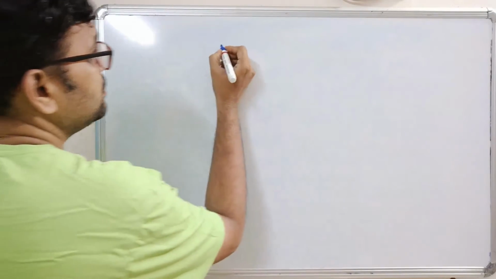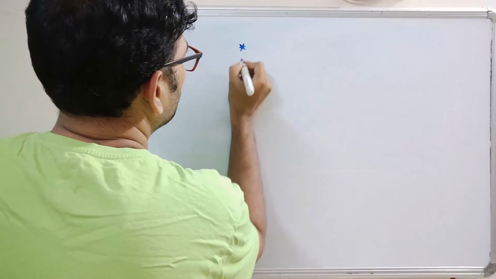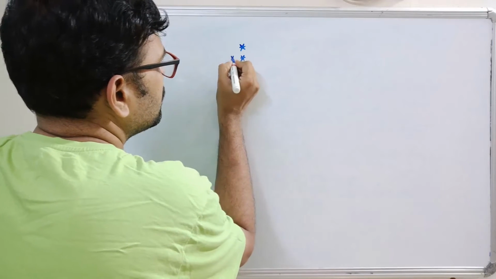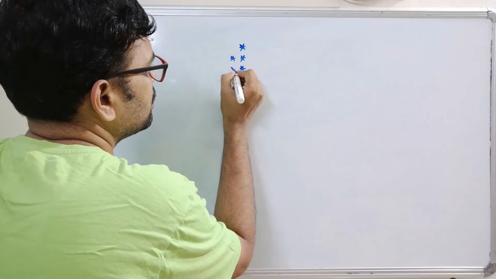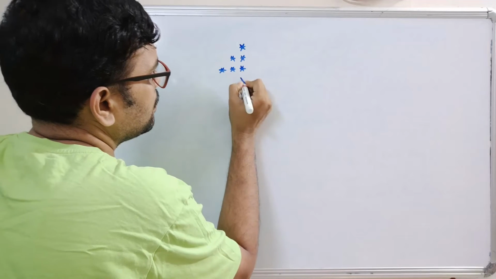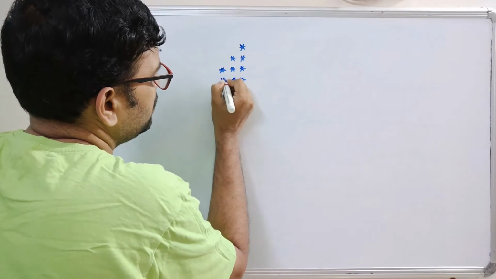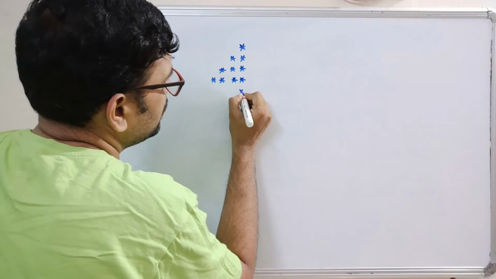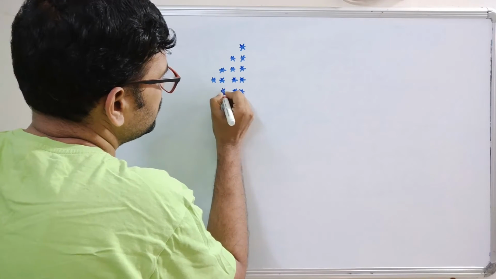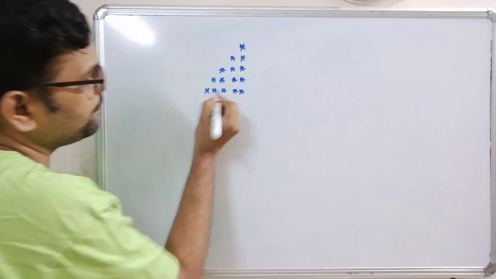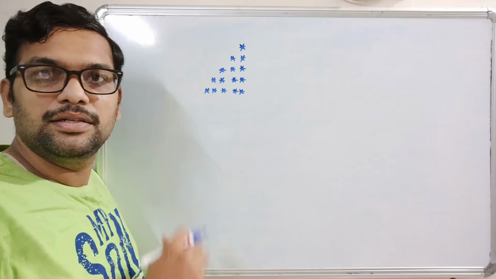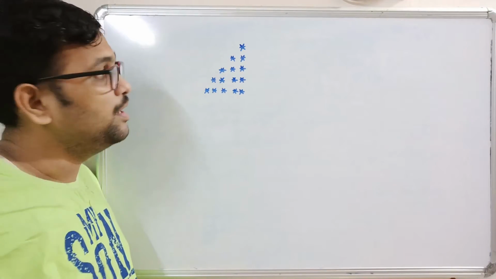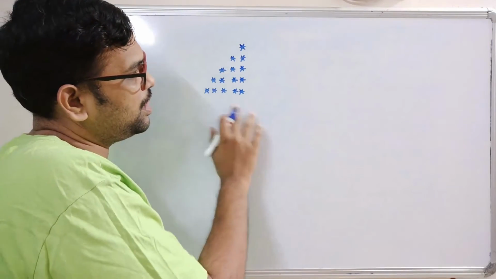So today's pattern is this. We just want to write the logic for this pattern. So stars, right? This is how we have to print, and obviously there are 5 rows.